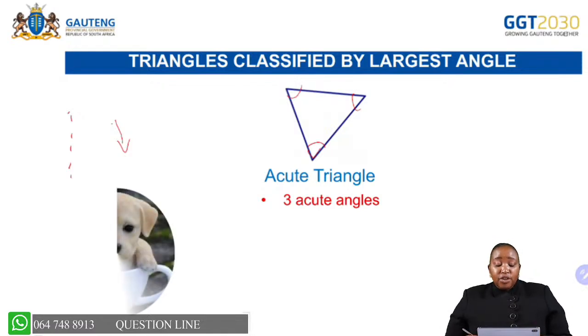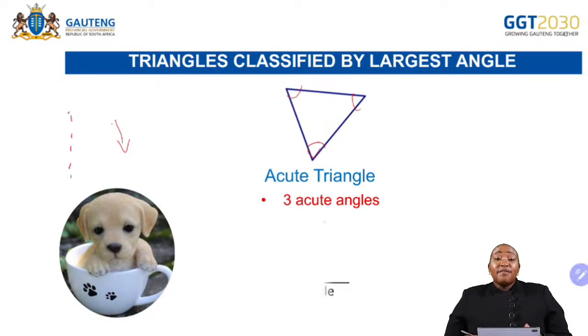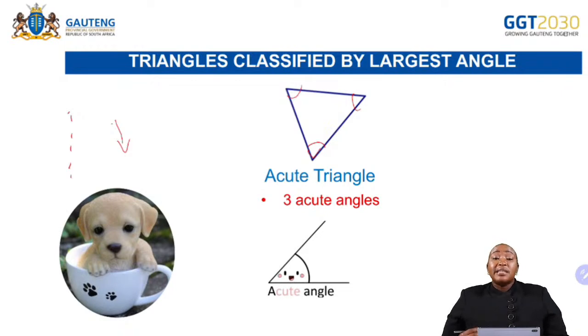And just to remind yourself, you know small things are cute. This is a very tiny cute puppy. Therefore, when you think of small things that are cute, you'll be reminded of your acute triangle. All right.